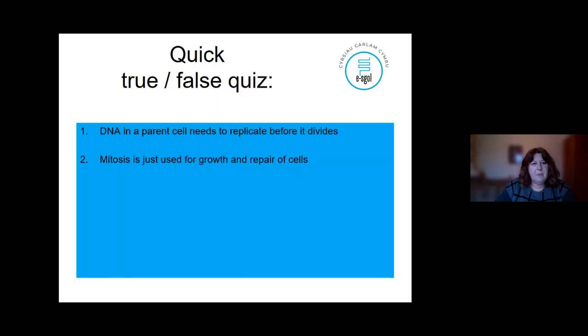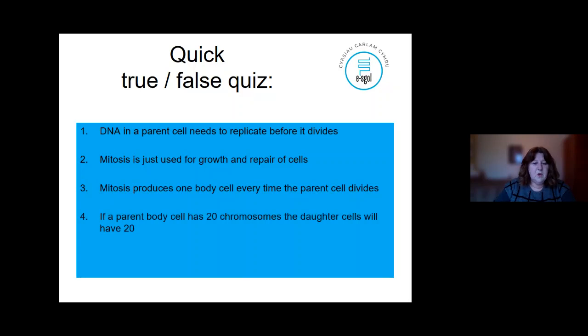True or false? Third, mitosis produces one body cell every time the parent cell divides. So is there just one new body cell every time the parent cell divides? True or false? Number 4, if a parent body cell has 20 chromosomes, the daughter cells will have 20. True or false? And then finally, daughter cells made in mitosis are different to the parent cell. True or false? So you should have ideas now about all 5 of those. So let's have a little look.